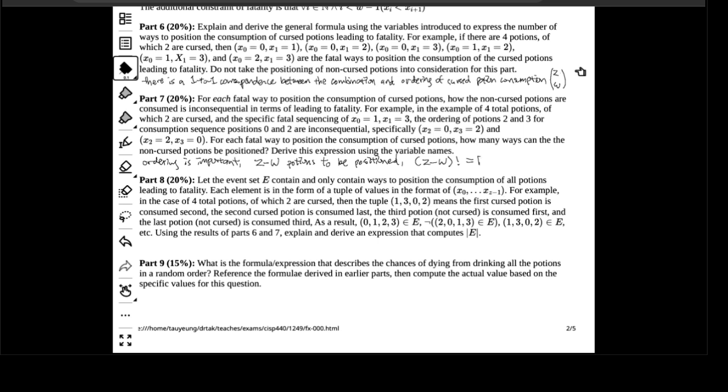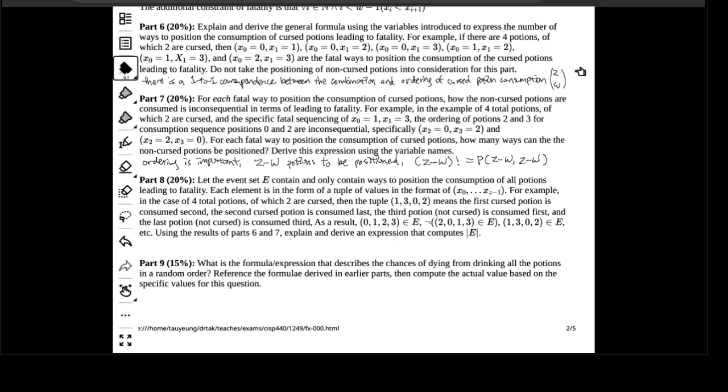But you can also say that this is the number of permutations of having all the non-cursed potions, and we are basically saying, okay, how many different ways can we pick the non-cursed potions out of the collection of non-cursed potions, because the remaining positions that are available for the non-cursed potions is already fixed, because we have already specified this is for each way to position the cursed potions.